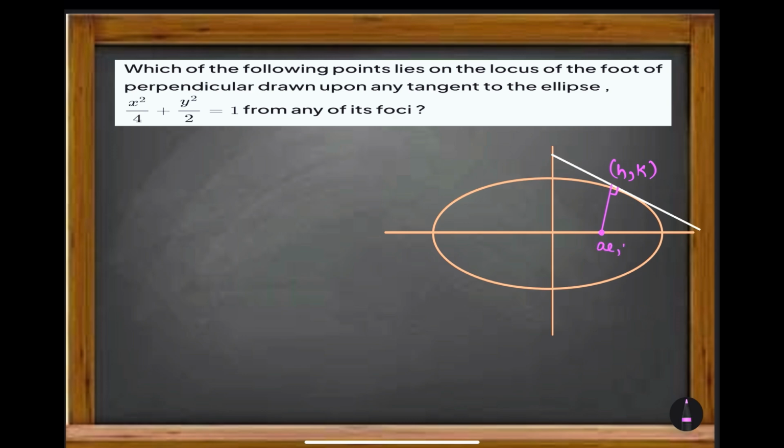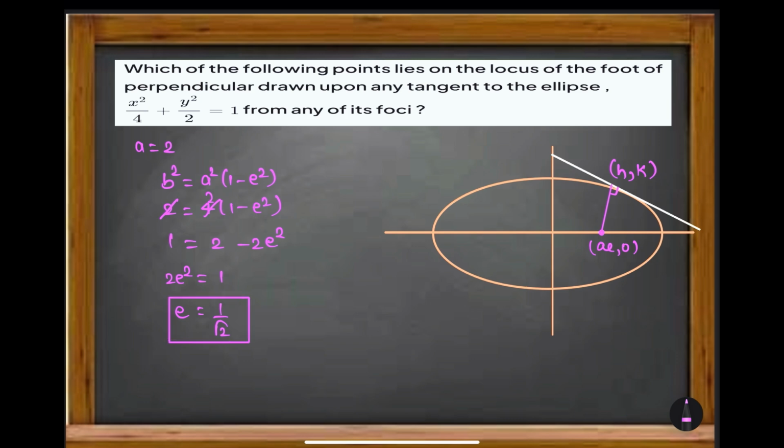So let's try to calculate this foci: (ae, 0). So you know that a is 2. Now we have to find the eccentricity. So how will we find the eccentricity? We have that relationship: b squared equals a squared times (1 minus e squared). The thing which is bigger, in this case a is bigger, so a squared will go inside, b squared will wait outside. Okay, so 2 equals 4(1 minus e squared). So 1 is 2 minus 2e squared. So 2e squared equals 1. So e will be 1 by root 2. So a is 2, e is 1 by root 2, so the foci will be at (root 2, 0). So you got your foci.